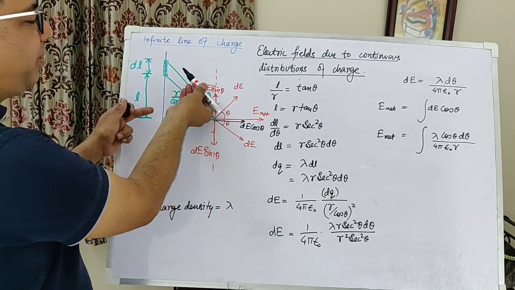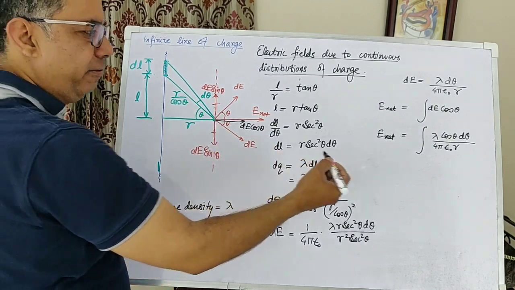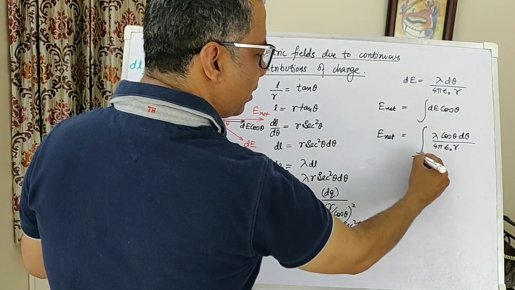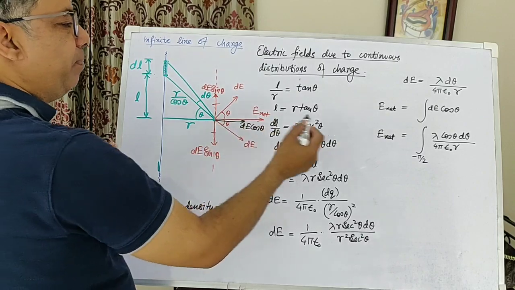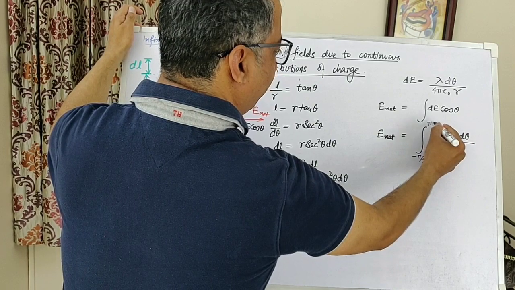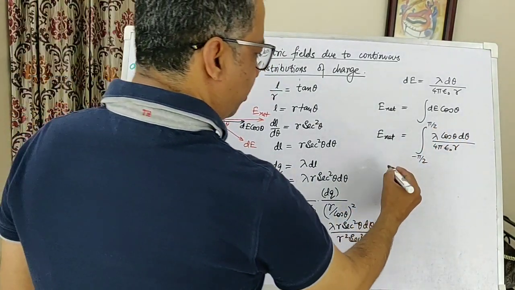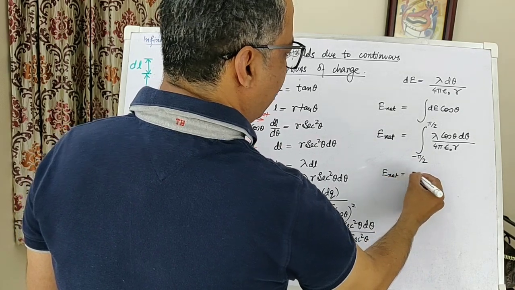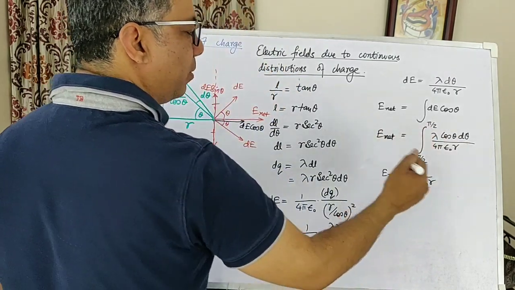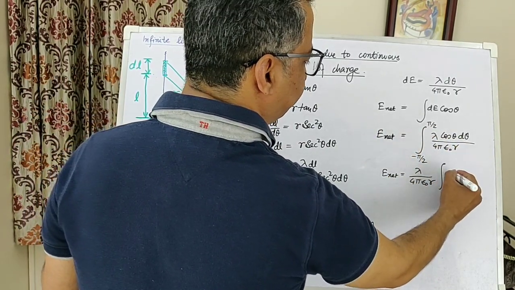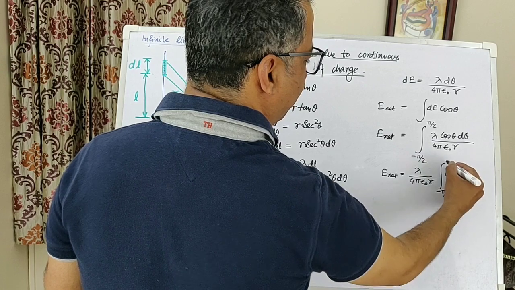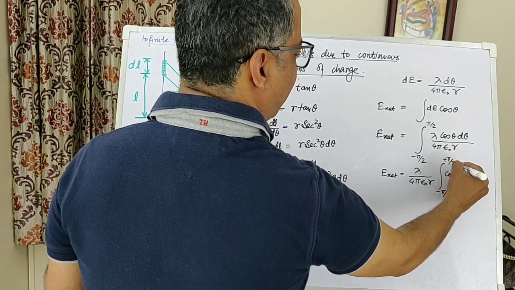Of course, angles above the line are positive, angles below the line are negative. So for the element at infinity down below, the angle is minus pi by 2, minus 90 degrees here, and for the element up above at infinity, the angle will be again 90 degrees or pi by 2. So net electric field now is lambda by 4 pi epsilon naught r. All that constant comes out, and we get the integral of cos theta d theta from minus pi by 2 to plus pi by 2.